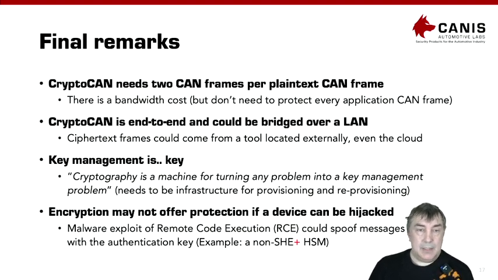And lastly, encryption may not offer very much protection if a device could be hijacked. CryptoCAN is an end-to-end scheme, but if the ends themselves can be compromised by a malware exploiting a remote code execution vulnerability, for example, then messages can be spoofed because it's an end-to-end scheme. If you attack and can control an end, then you can start sending messages because you control the end. So it's important to understand the limitations of encryption on CAN. It's a security technique, but it's by no means the only security technique that's needed to defend a CAN bus.